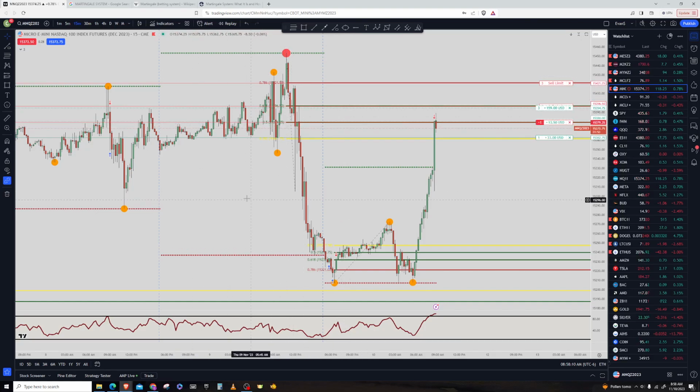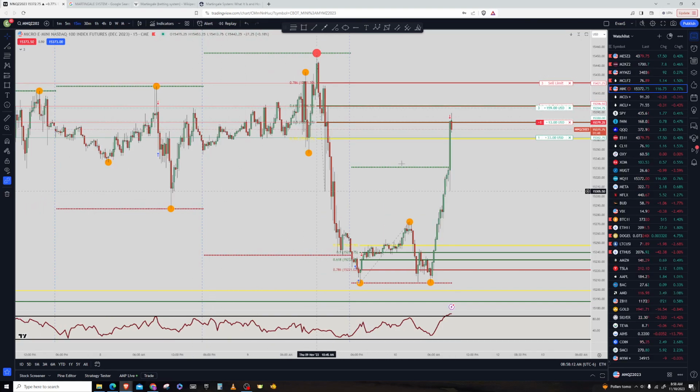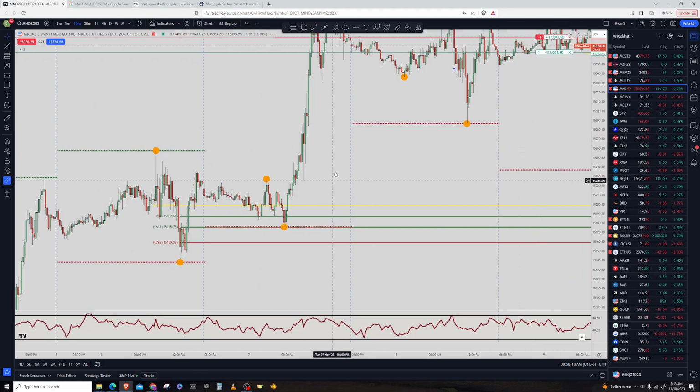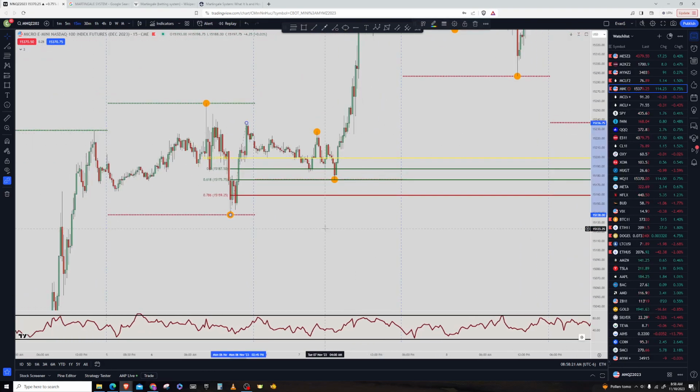But for this trade setup right here, this is the way it works. This is live trading right here in the Nasdaq. We'll go over here in just a second, but it can be a little bit confusing to look at. So let me start off by using this one right here and show you how it works.